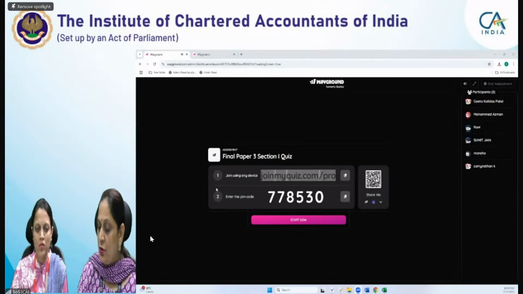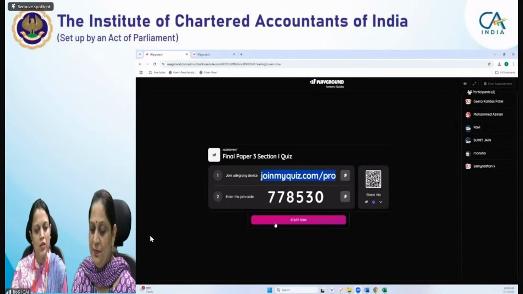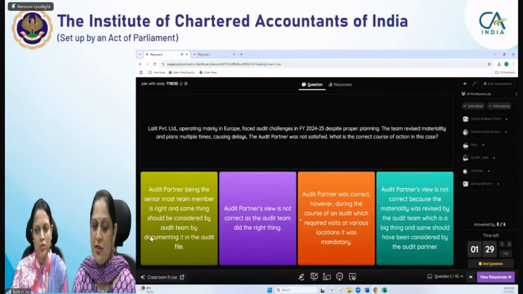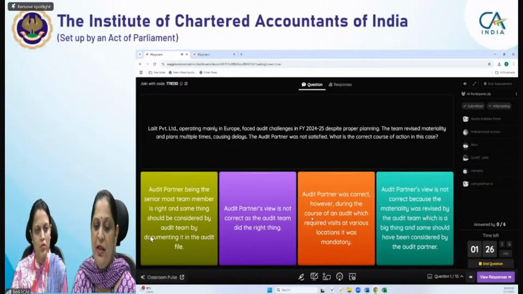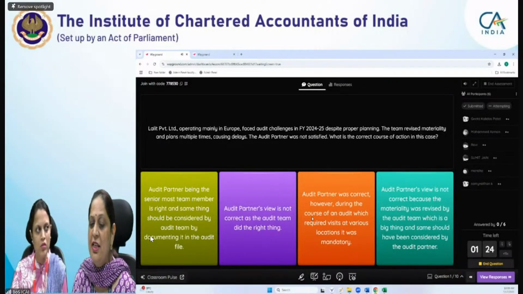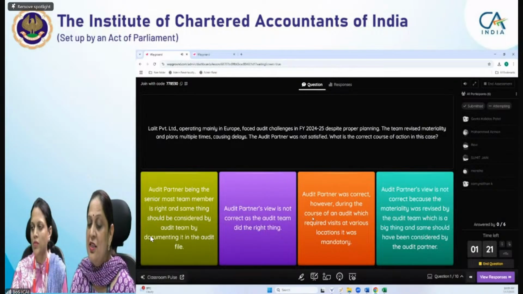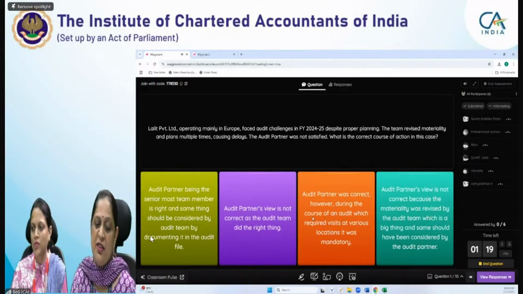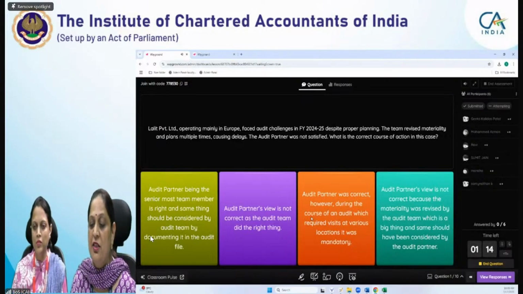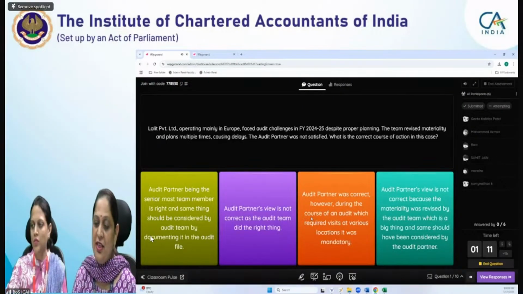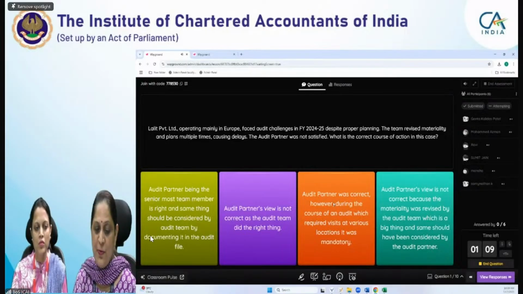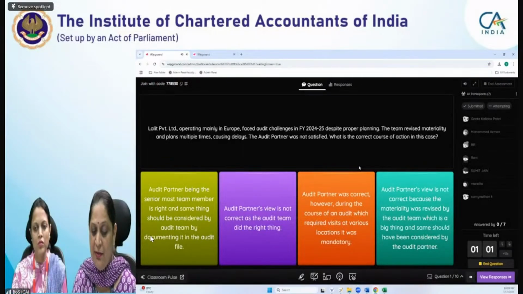Now let's start the quiz. This is the first question. Lalit Private Limited, operating mainly in Europe, faced audit challenges in financial year 24-25. Despite proper planning, the team revised materiality and plan multiple times, causing delay, and the audit partner was not satisfied. What is the correct course of action in this case? We have 4 options. Audit partner being the senior-most member is right, and the same thing should be considered by the audit team by documenting it in the audit file.